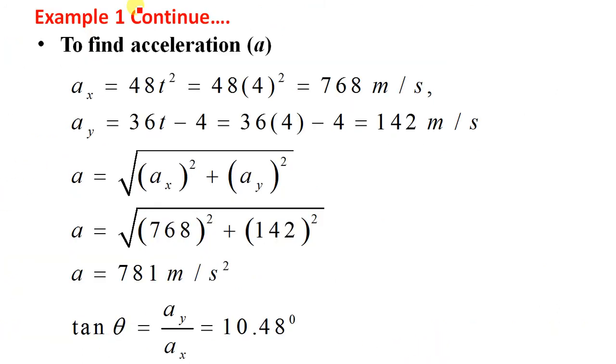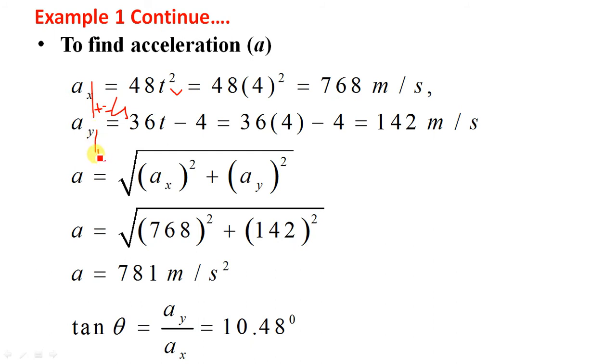Now, in continuation of the same problem, we have to find out acceleration. In order to find out acceleration, we have to differentiate that equation, that is x double dot. We will get 48t square. Substitute the value t is equal to 4, because we have to find out acceleration at t is equal to 4.